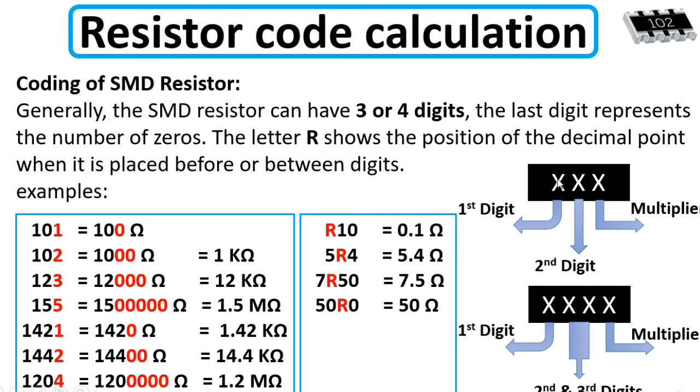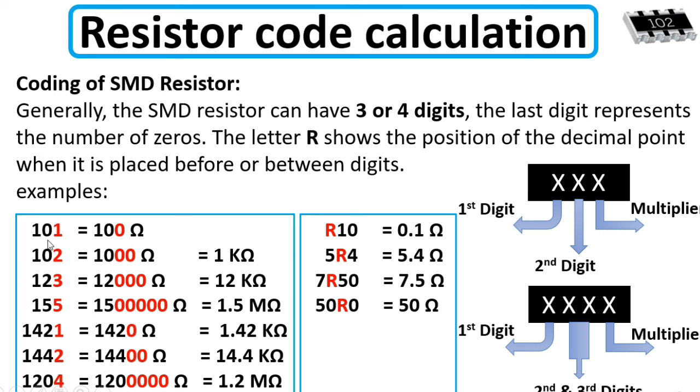So always the first digit and the second are fixed numbers, and the 3rd or the 4th one for this type of resistor is the multiplier. Okay, so here we have the first digit, the second digit, and the multiplier. Here we have the first digit, the second and the 3rd digits are fixed, and the 4th is the multiplier. So let's see some examples here.